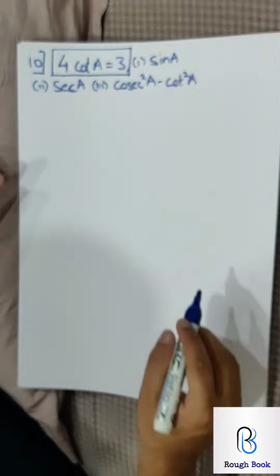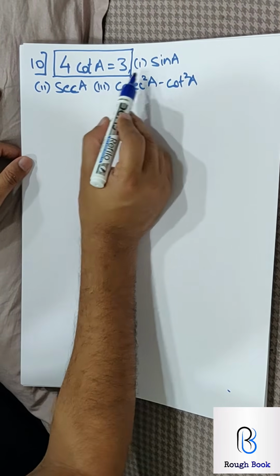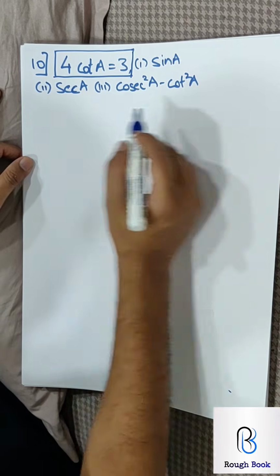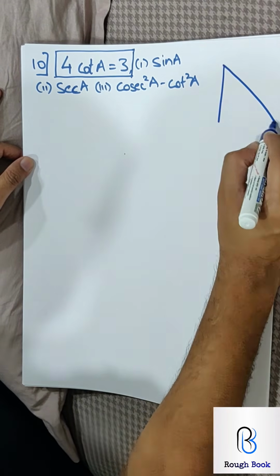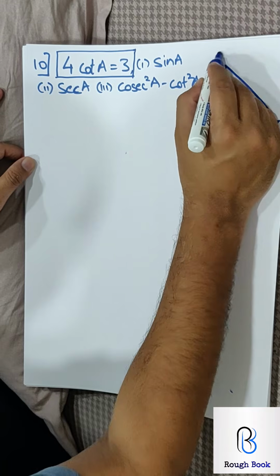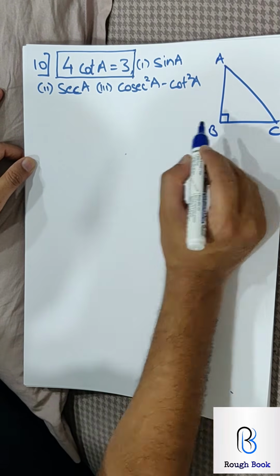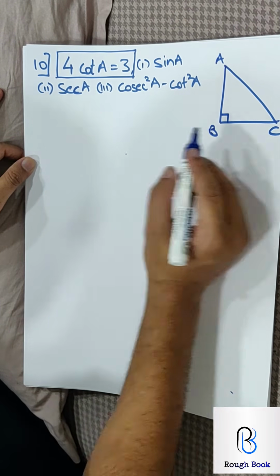Chalo, next, sum number 10. You've been given this. Find the values of this. Similar to what we've done just now. So first draw a triangle. Give it some names A, B, C. Remember, this angle should be the right angle.